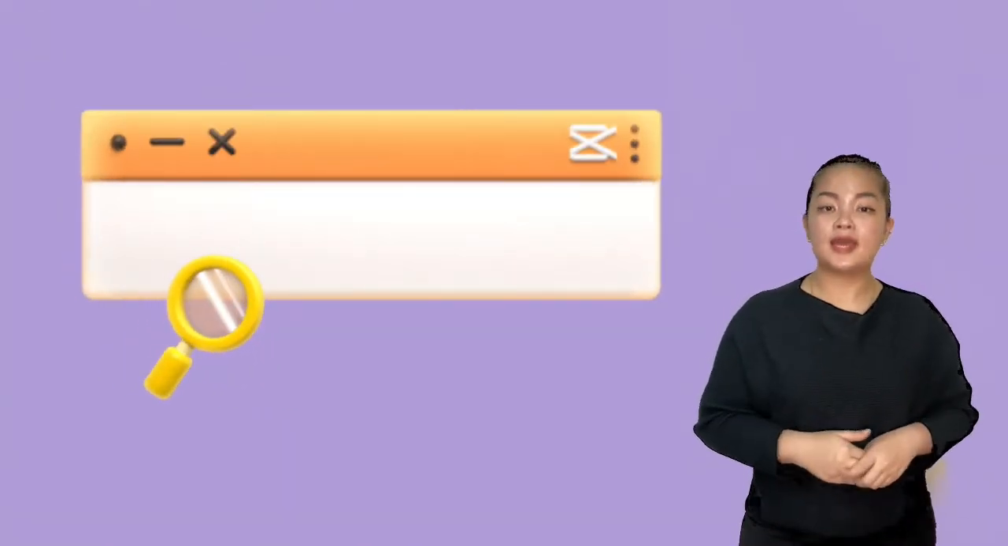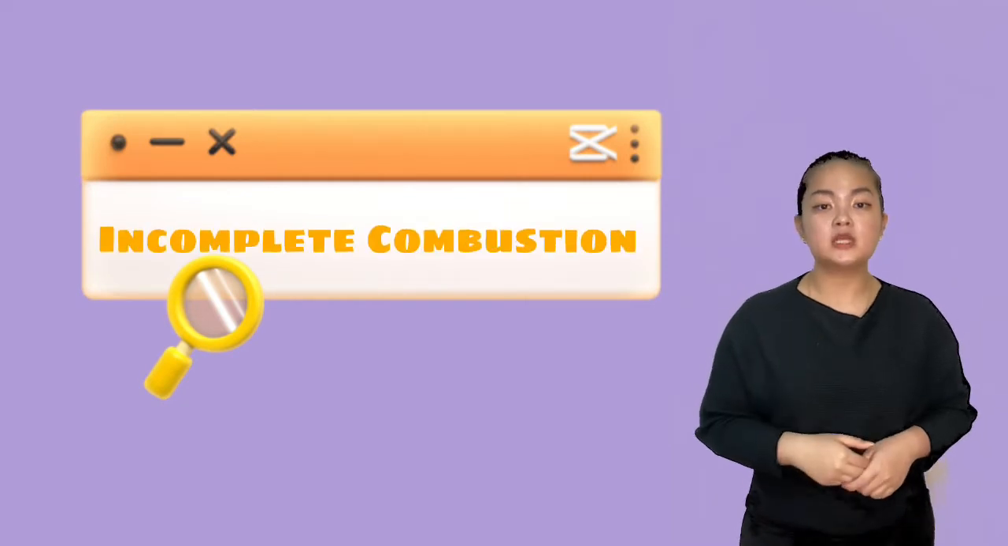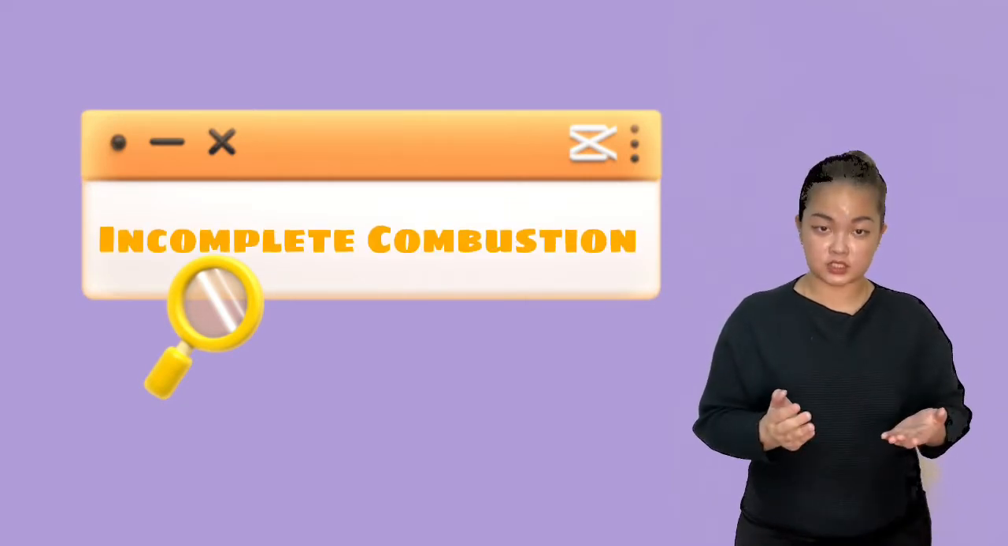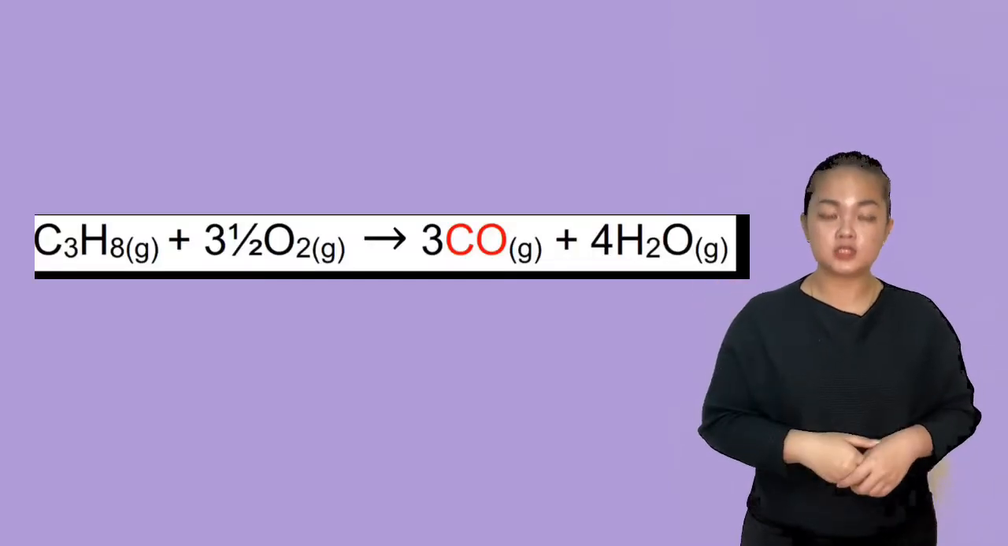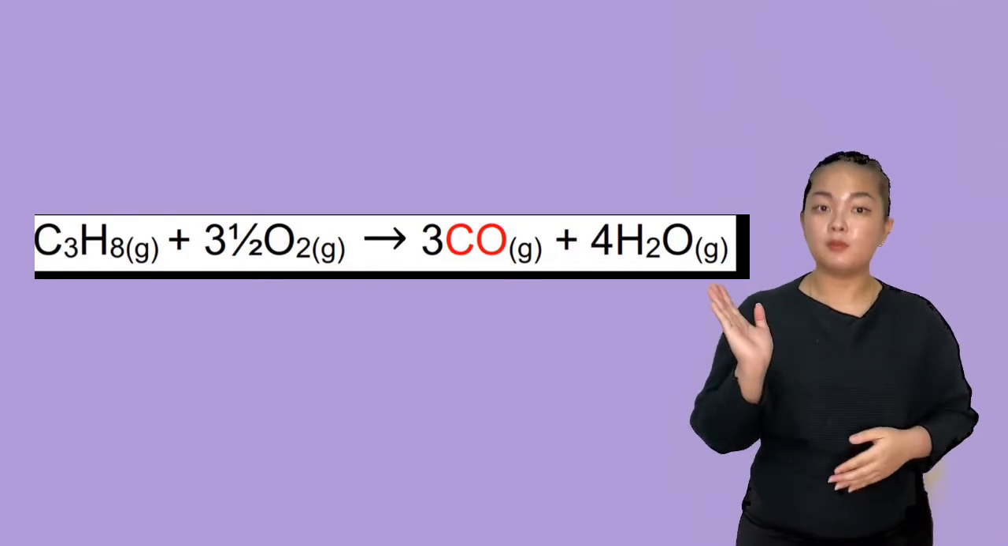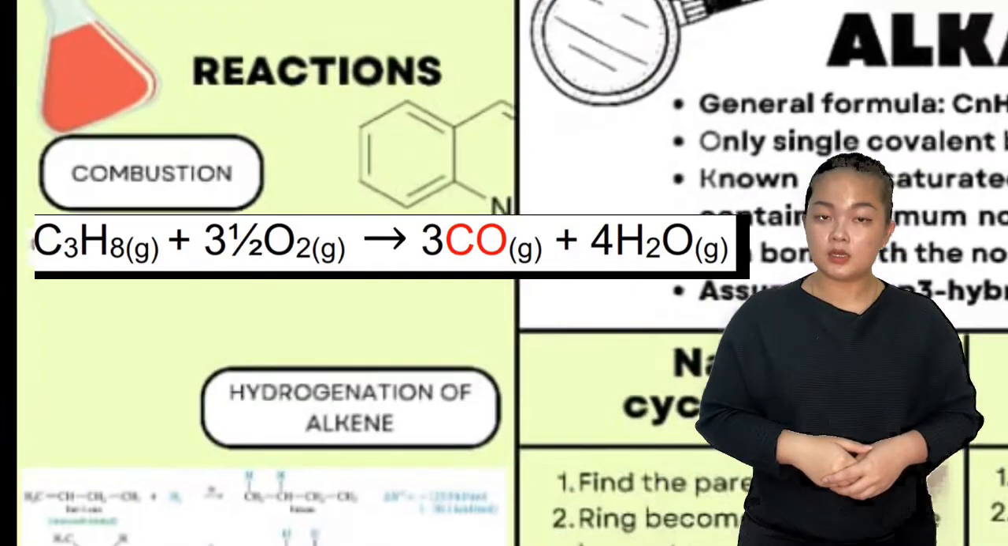Next, we look at incomplete combustion, in which an alkane burns in a lack of oxygen. So once again, we look at the incomplete combustion of propane. With a lack of oxygen, it produces carbon monoxide and water.